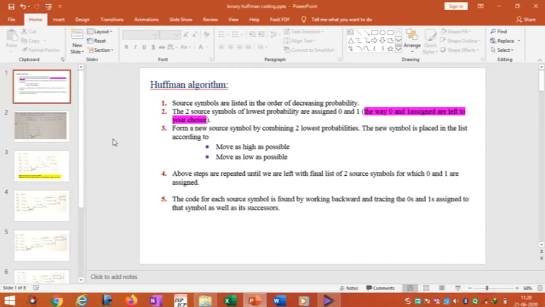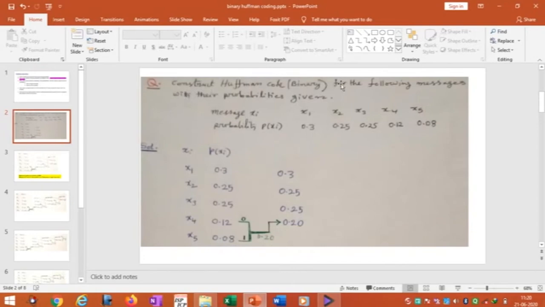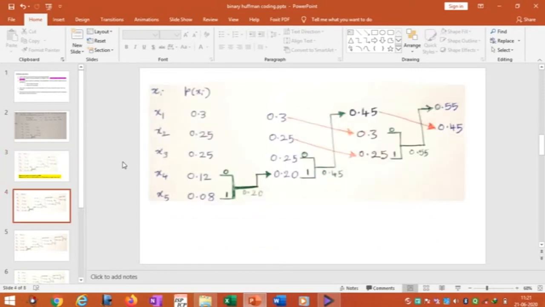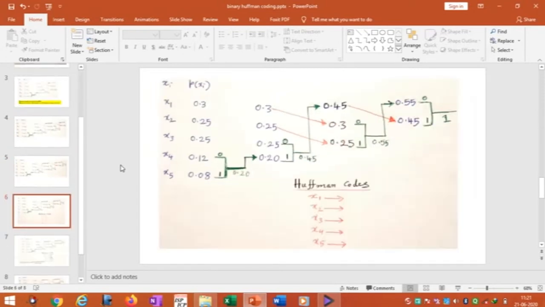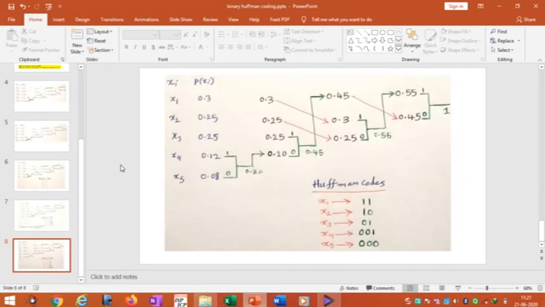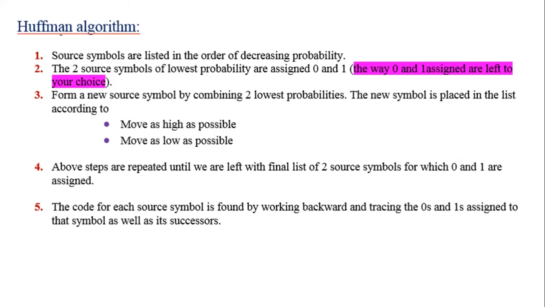Suppose we want to construct a Huffman code for the given problem. 5 messages are given with their probabilities. I will go step by step like this, and finally this is the Huffman code that we get. So this is the Huffman algorithm to generate or construct source codes. It has some number of steps, but it is very easy to understand. We should do it by example.